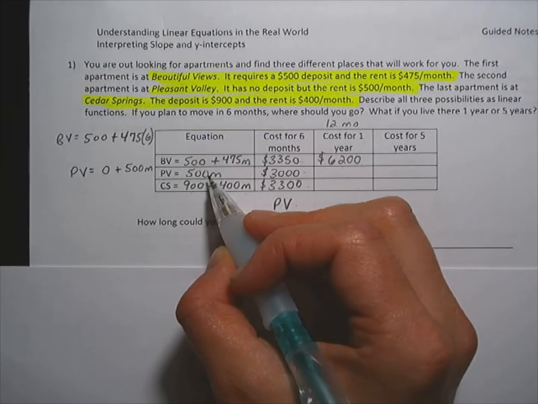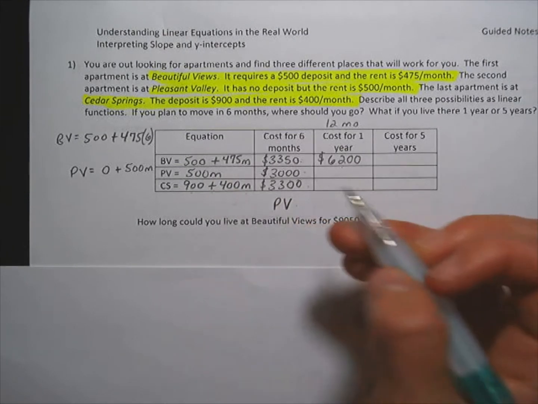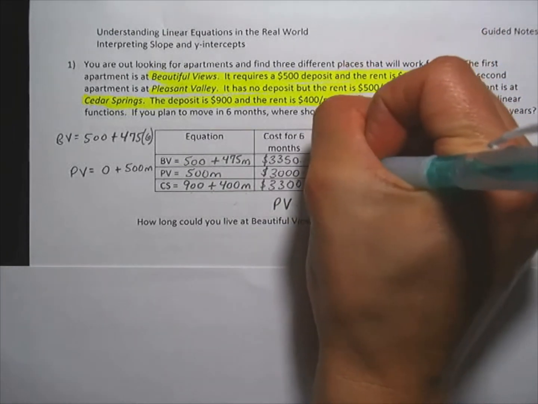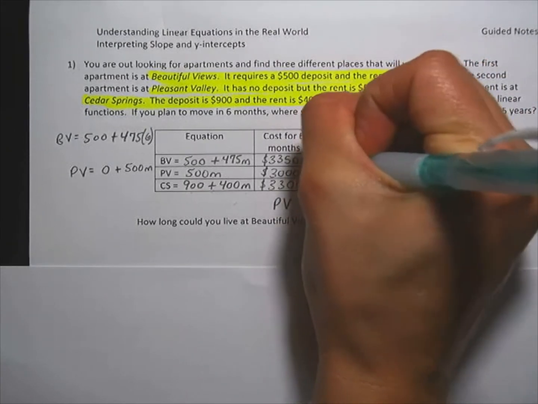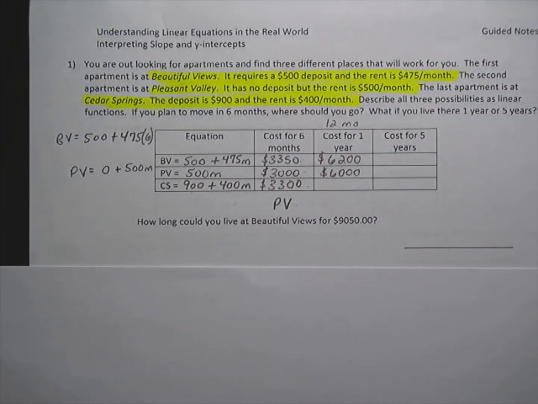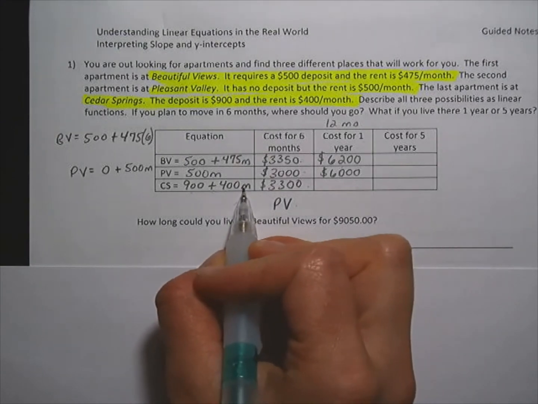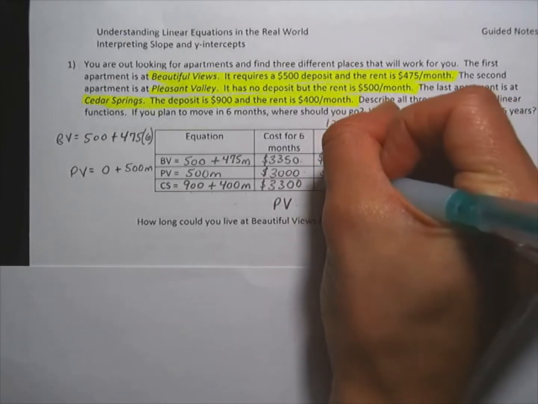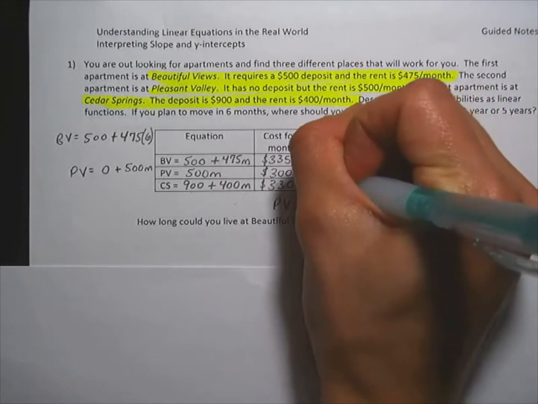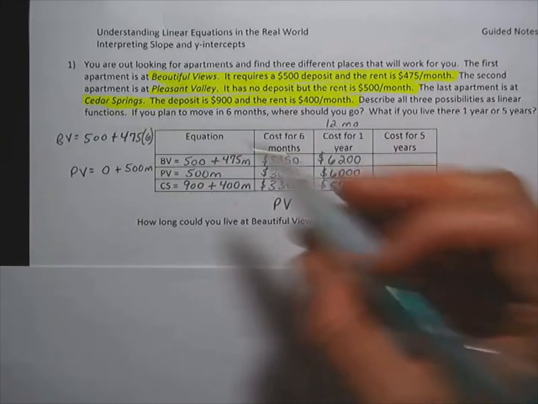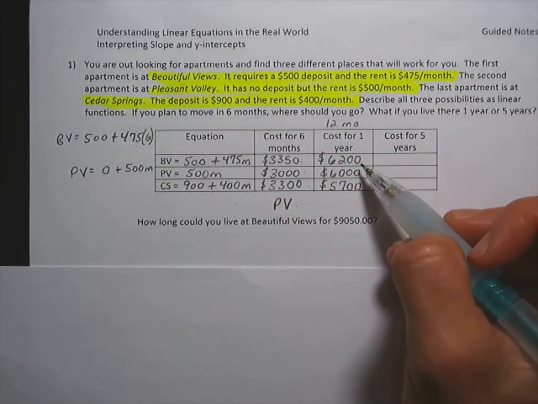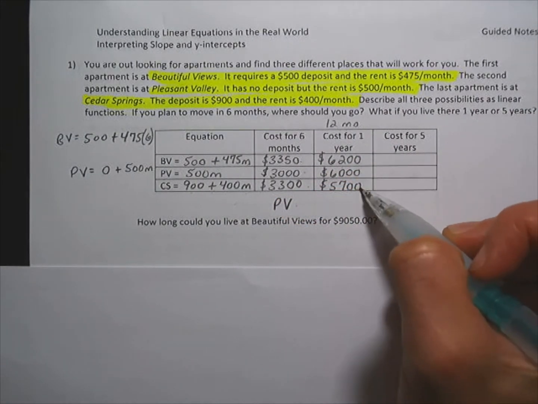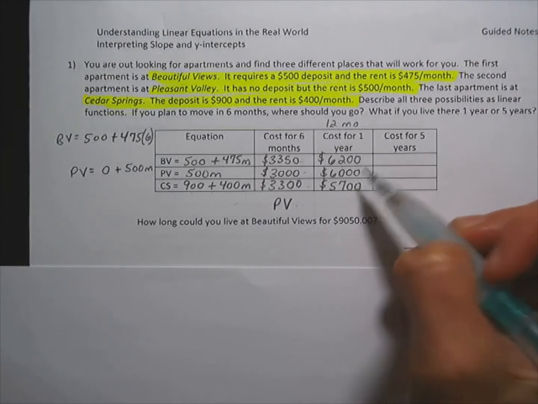For Pleasant Valley, I'd plug in a 12 right here, and if I did that, I end up getting $6,000, so I'd end up paying $6,000. At Cedar Springs, you'd plug in a 12 right here, and after you typed that in, you would end up getting $5,700. So if you lived at each one of these places for a year, this would be how much you would end up paying at the end of that year.